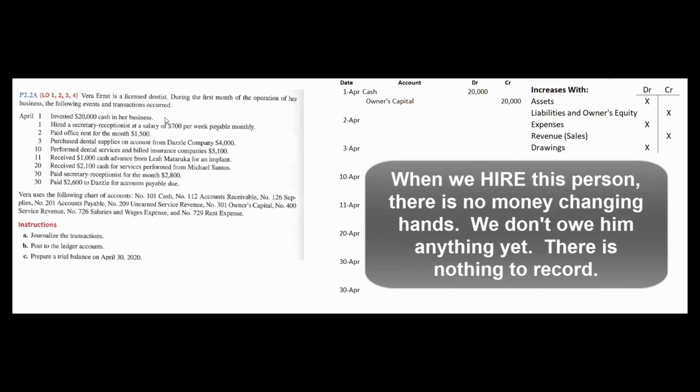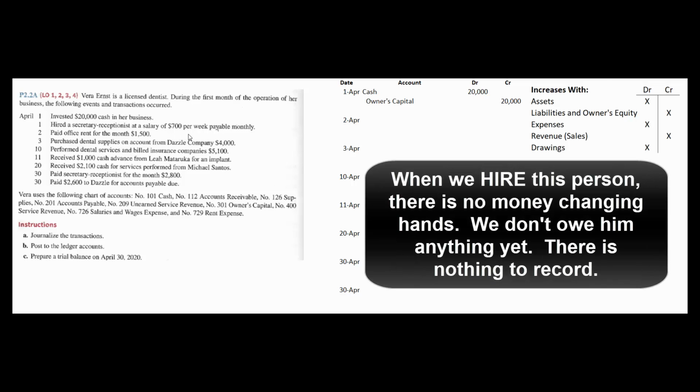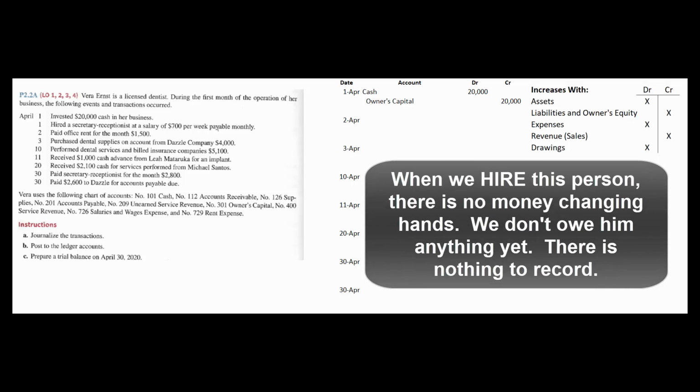Next, we hire a secretary receptionist. He hasn't started working for us yet. We don't write him a check, so there's nothing for us to record. He hasn't earned anything. We don't owe him anything yet. So this one's a bit of a trick question. There's nothing for us to record regarding that hire.